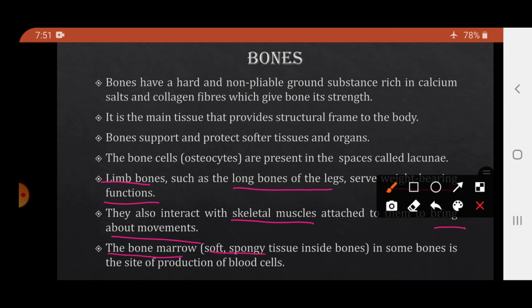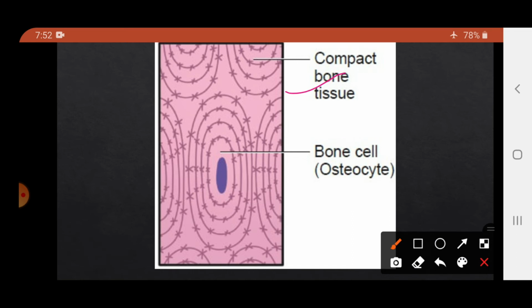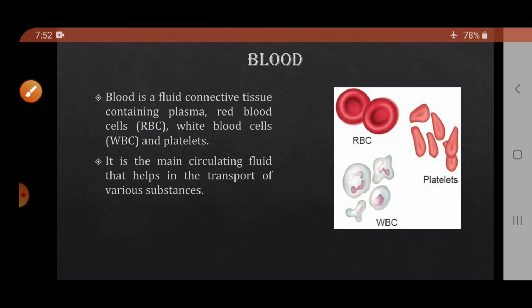The bone marrow. Marrow is a soft spongy tissue present inside the bone, and in some bones it is a site of production of blood cells. So inside the long bones of our body is a soft tissue called marrow, and this marrow is a site of production of blood cells. Who forms the blood cells? The bone marrow. See students, this is a compact bone tissue and this is a lacuna, and inside the lacuna is an osteocyte, which is called a bone cell.